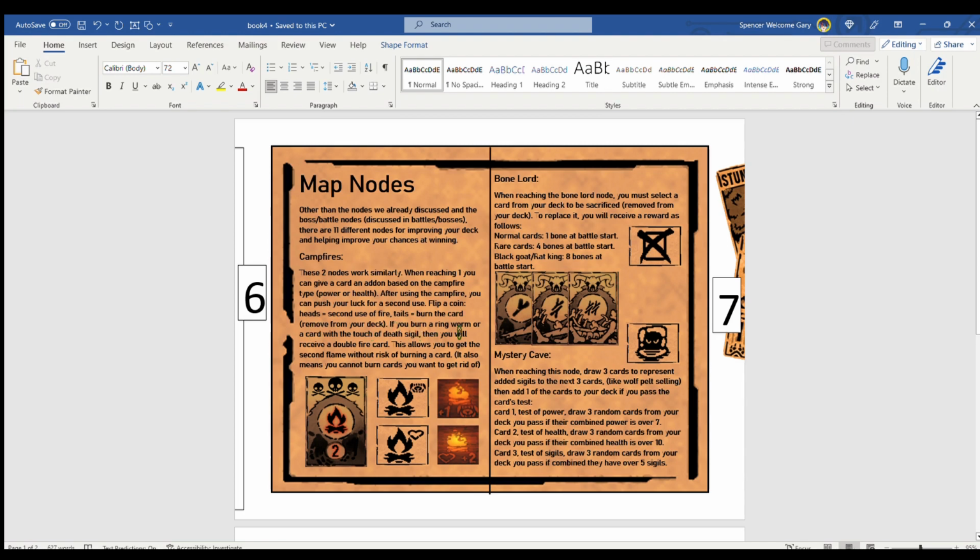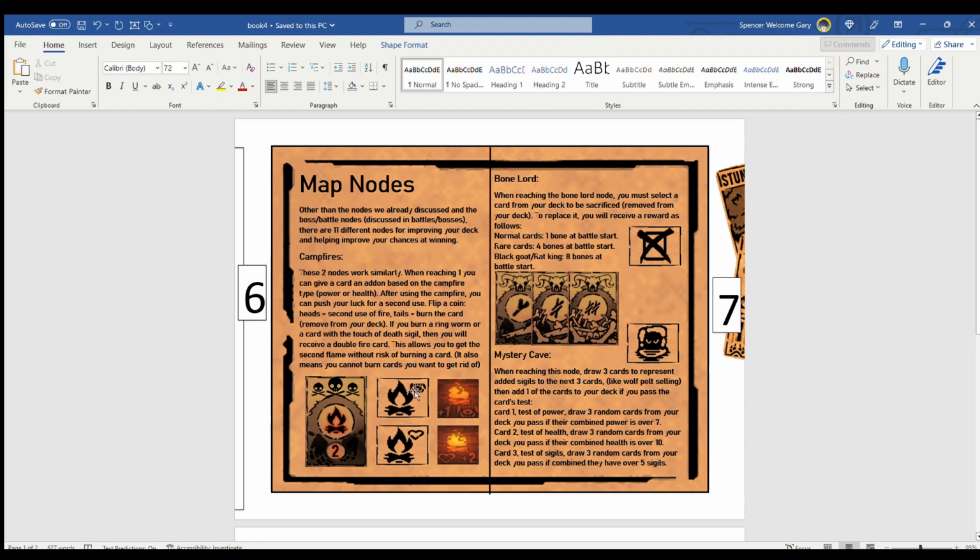If you burn a ringworm or a card with the Touch of Death sigil, you will receive a double fire card. This is one of those extra cards. It's this one actually right here, and it says right here, this allows you to get the second flame without risk of burning a card. It also means you cannot burn cards you want to get rid of.